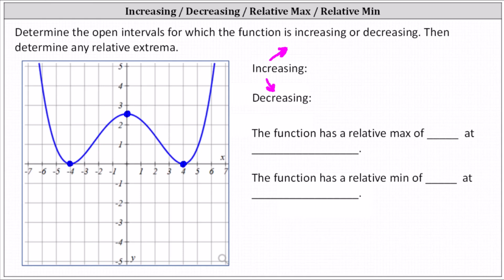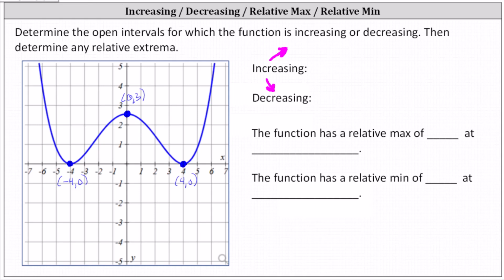From left to right, we have (-4, 0), (0, 3), and (4, 0). And now let's read the graph from left to right to determine the open intervals for which the function is increasing or decreasing.